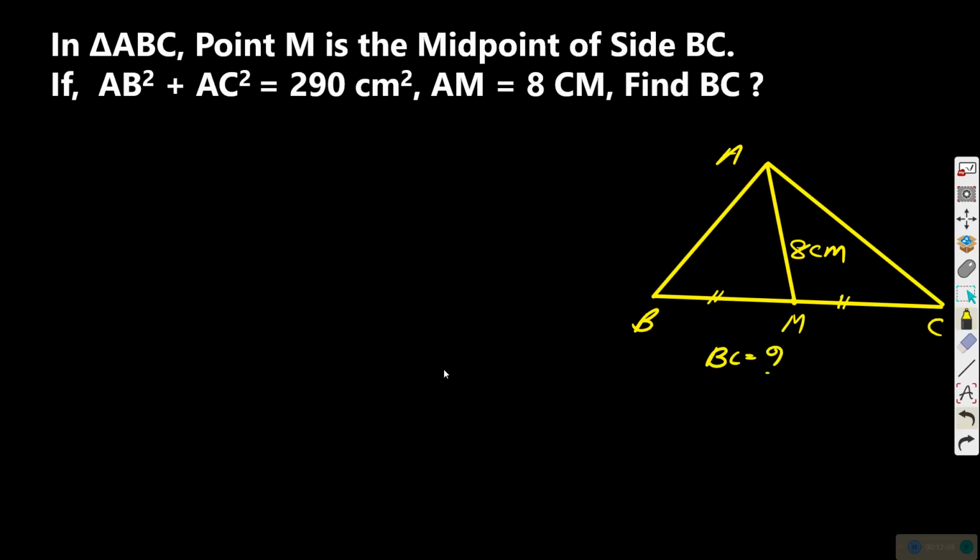Okay. We need the measure of BC. Let's go. Oh, we have a midpoint and we have the line drawn from the opposite vertex to the midpoint, and we are also having AB square and AC square. So the theorem of Apollonius should come into use. Correct? M is the midpoint. Let me see how it works.